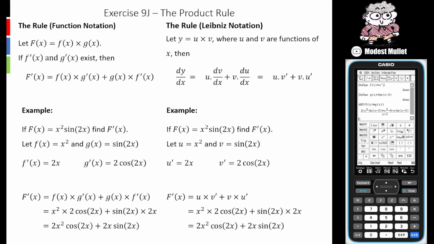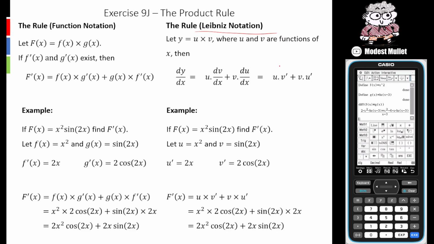Okay, hello all and welcome to this video where we're going to look at the product rule and quotient rule. These are two rules that help us with differentiation. So let's jump straight into it, and with both of these rules I'm going to be jumping between function notation and, for lack of a better term, what I'm going to call Leibniz notation.